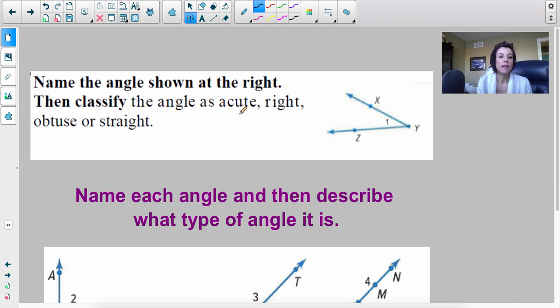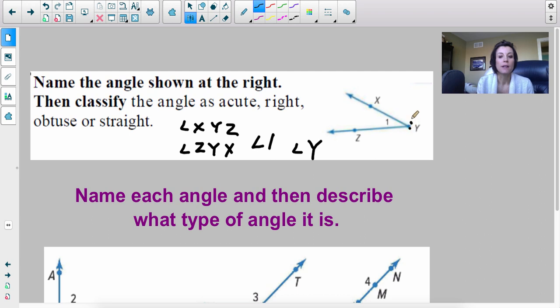All right. Name the angle at the right, then classify the angle as acute, right, obtuse, or straight. So we're talking about the three different ways that we can name this angle. We always have to go in order when naming an angle. So this is X, Y, Z in order with the vertex being in the middle, or Z, Y, X. You can go this way, Z, then Y, then X. We cannot do X, Z, Y because that vertex has to be in the middle. We can also call it angle 1 by the number inside of the angle, and we can name it by the vertex, angle Y. Those are all names for this angle right here.